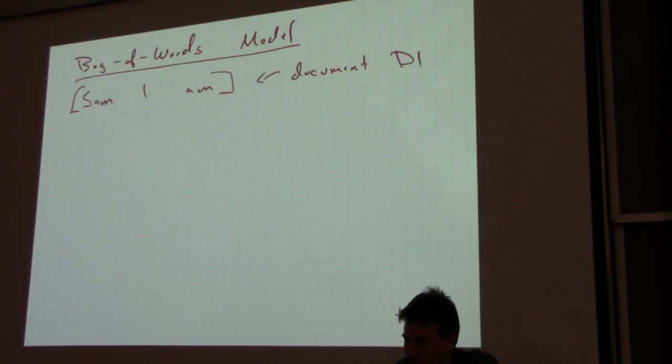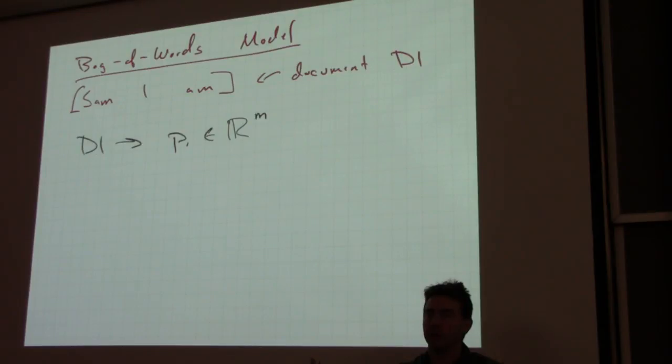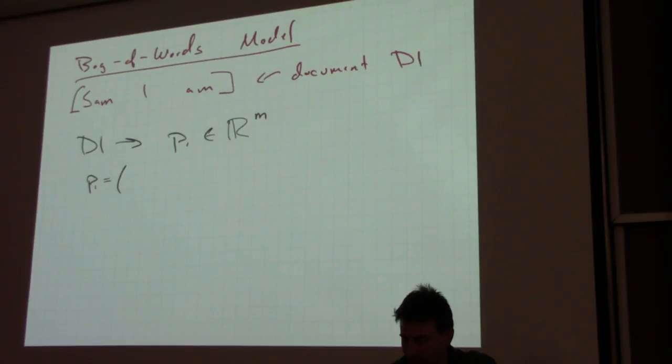I'll call this D1. I'm going to map from D1 into some point P1, and this is going to be in some very high-dimensional Euclidean space, so m-dimensional Euclidean space, which means that this P1 is going to be a vector. Let's just call this P, just so I don't have to worry about double indices. So P2, P3, up to Pm.